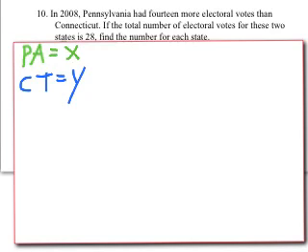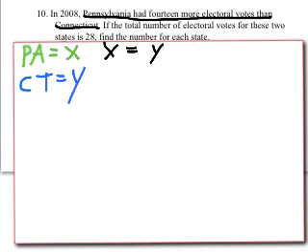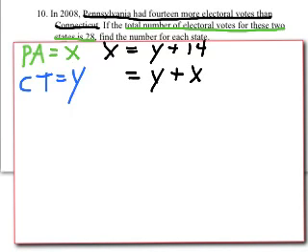Okay, our first sentence again says Pennsylvania had 14 more electoral votes than Connecticut. Pennsylvania has more, so x equals y plus 14. Okay, and then our second sentence says total number of electoral votes for these two states is 28. So that means, I'm going to put it over here, y plus x equals 28.